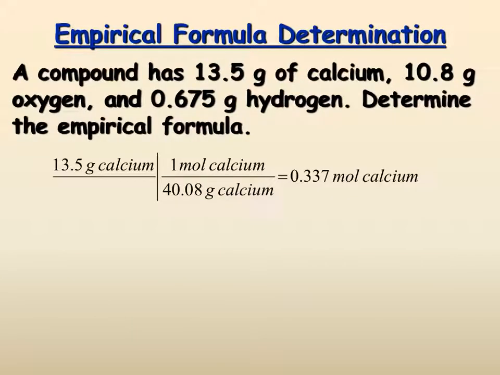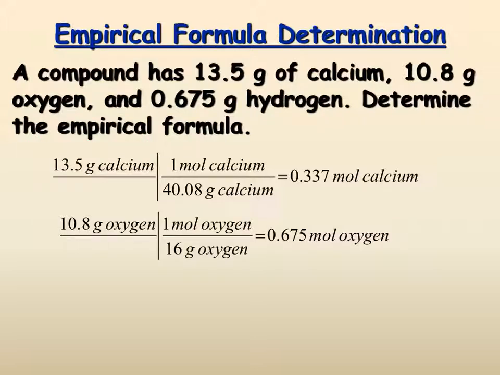So, first thing is an example where you are given the mass of each element in a particular compound. All right? So, first step is we have to get to moles. So, for that, you're going to take your 13.5 grams of calcium, set up dimensional analysis to convert that to moles using molar mass, and you get 0.337 moles. And you just continue this for all 3.